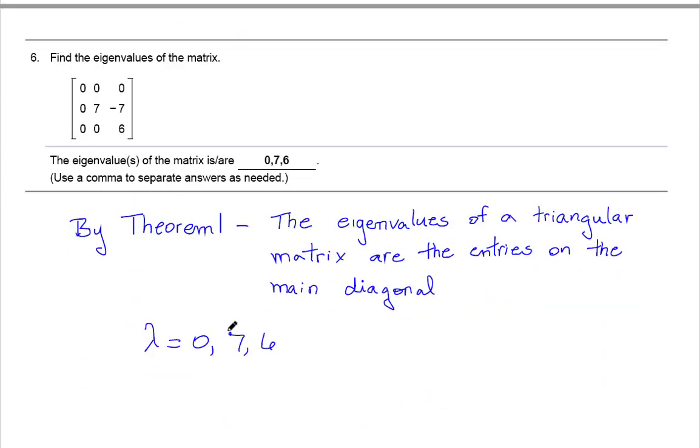Find the eigenvalues of this particular matrix. Well, notice it is triangular. And by Theorem 1 in our textbook, the eigenvalues of a triangular matrix are the entries on the main diagonal. So I can just grab the entries right off the main diagonal, and the eigenvalues are 0, 7, and 6.